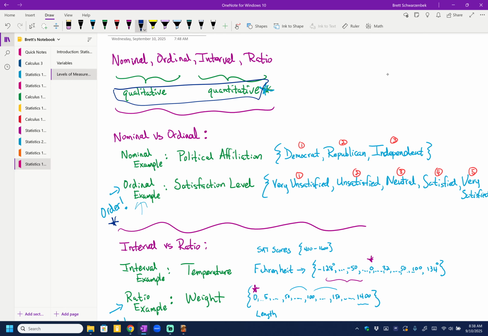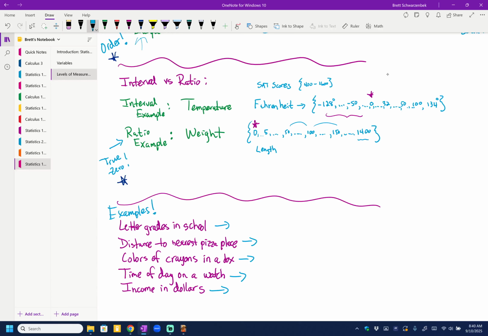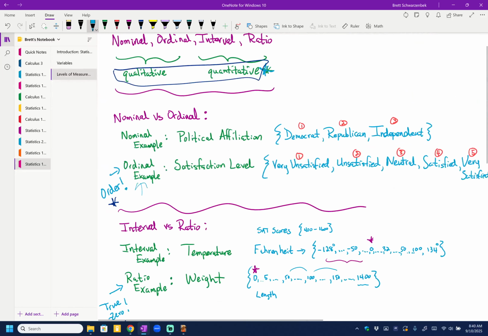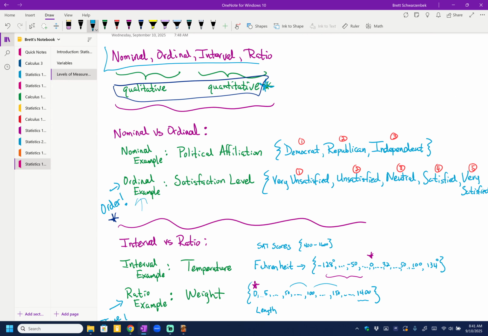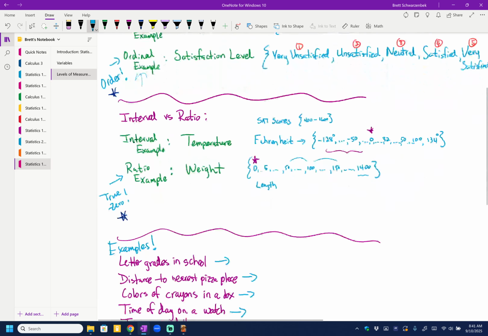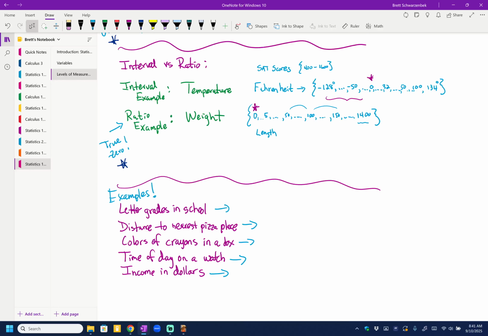Okay, so let's do some examples just to get this straightened out. So to be clear, our goal is to determine whether the following variables would produce data that is a nominal, ordinal, interval, or ratio level of measurement. Okay, our first variable here is letter grades in school. Okay, so what are we dealing with?